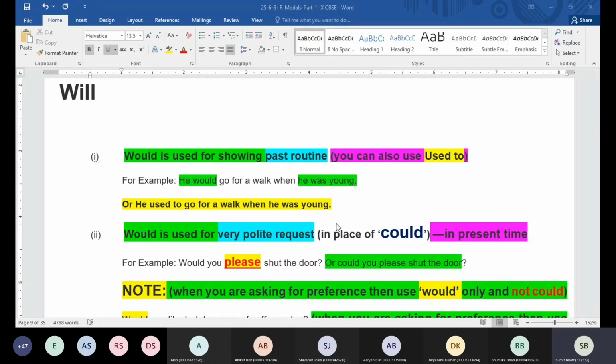Okay, beta. And if you say, may you shut the door? What does that mean there? We are being formal, but again, a 50% chance is what we are talking about in that case. But if you want to be very polite, in that case, you can go for could or would.